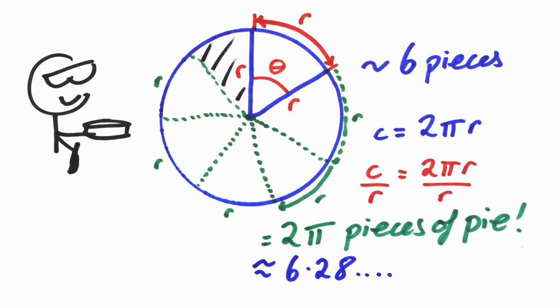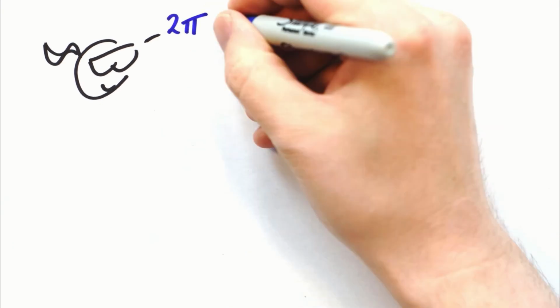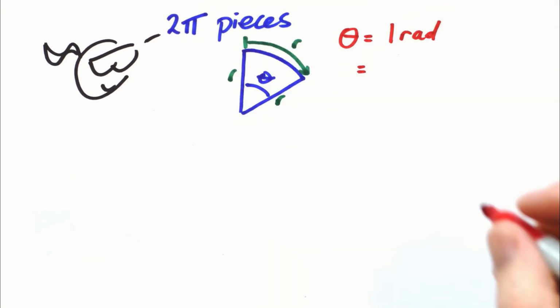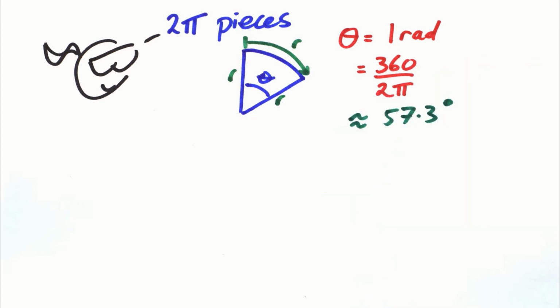If we can get 2 pi slices from our now cheesecake, then the angle of each slice must be 360 divided by 2 pi, approximately 57.3 degrees. This is an angle that we define as 1 radian. It is the angle where the arc length is equal to the radius of the circle and is constant no matter how big the circle gets.